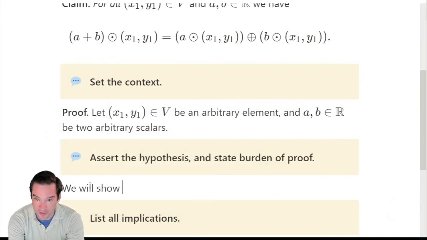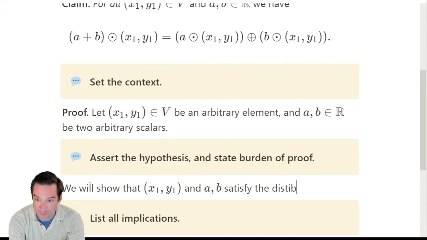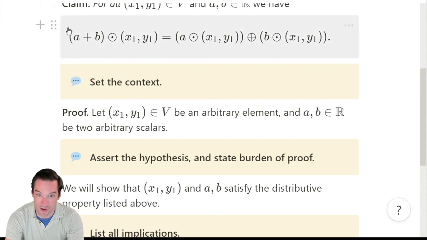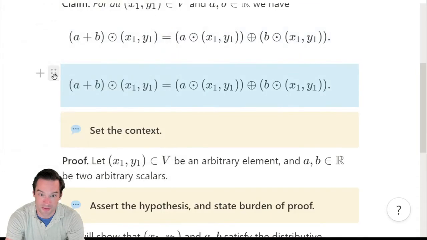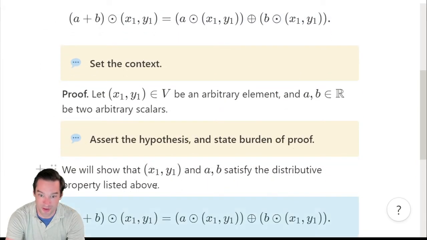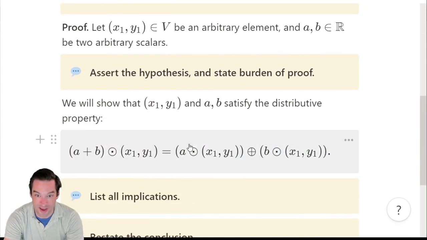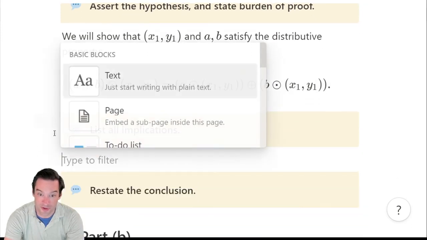We will show that x1, y1, and a and b satisfy the distributive property listed above. Rather than re-type it, well, I suppose the nice thing about having it all digital is I could just copy this equation down here. So we'll show that x1, y1, and a, b satisfy the distributive property. So we have to establish that this identity is true. So now we get to list our implications.